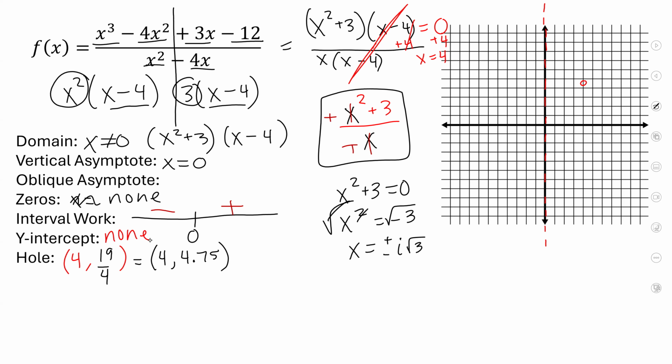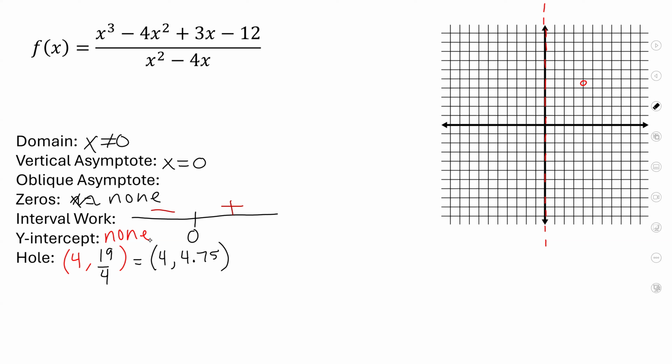We're going to use synthetic division. Okay, so when I do synthetic division, I'm going to have 1, negative 4, 3, and negative 12. Remember, we factored this as x times x minus 4. If you set these both equal to 0 and solve, you'll get 0 for one of them and 4 for the other one. So that's what we're going to use out here.